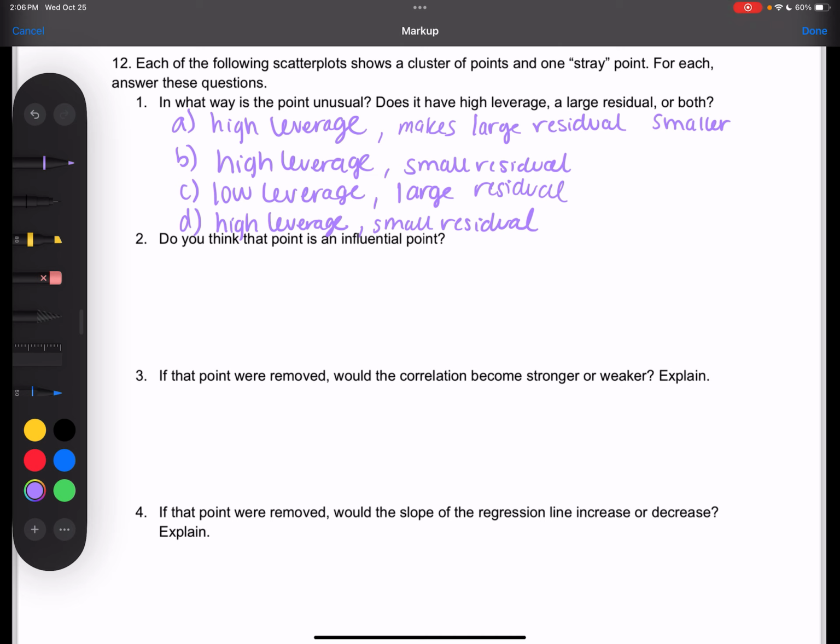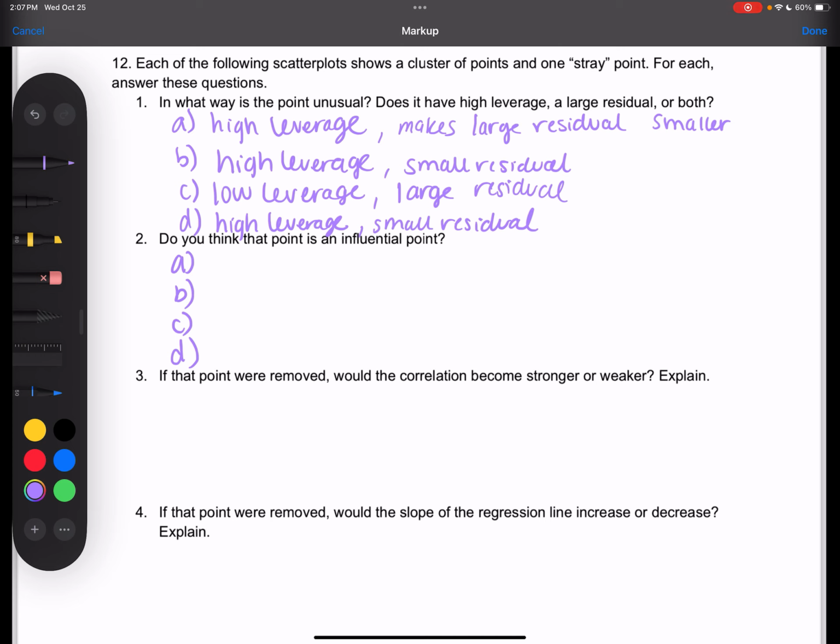All right. Do you think that point is an influential point? Yes. Well, of course I'm talking about A. The red or the blue one?